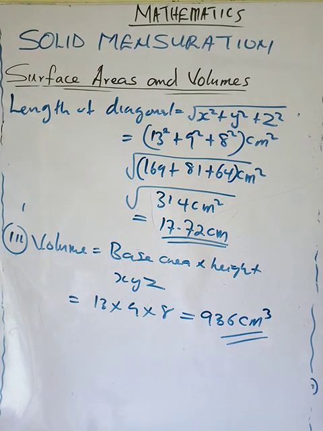So that is about the cuboid. That is how to calculate the surface area, the diagonal, and the volume.